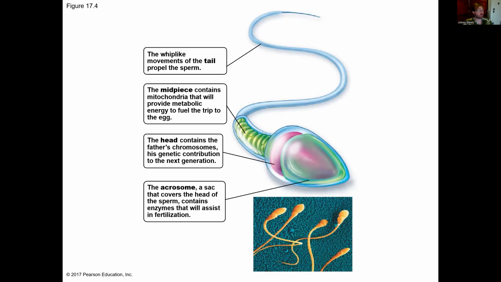Now, this is the anatomy of a sperm. It's going to have a whip-like tail that's going to propel it through liquids. This is known as a flagellum. It's going to have a midpiece containing the mitochondria that will provide the fuel to the tail. It's going to have a head, which is going to contain the father's chromosomes, 1 copy of each chromosome. The mother's going to have the other copy. And then it's going to have a protective sheath called the acrosome. This is going to contain enzymes that can dissolve through the wall of the egg so the genetic material can actually reach the genetic material of the female.